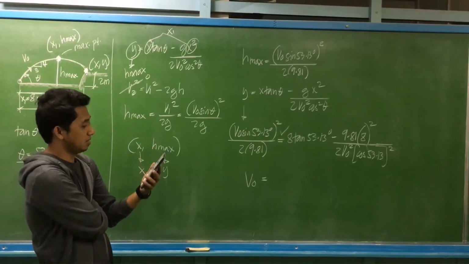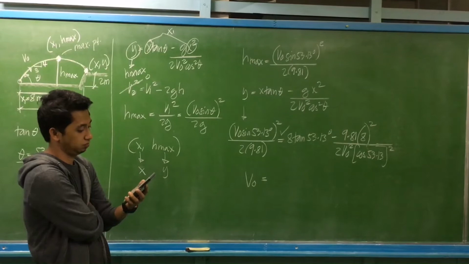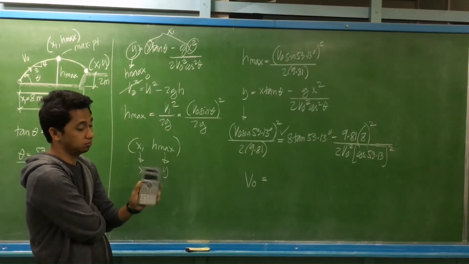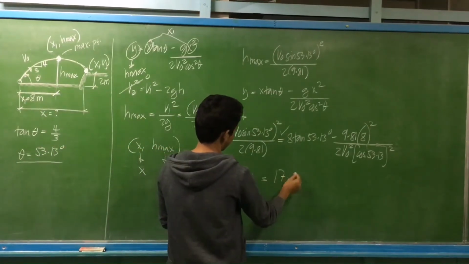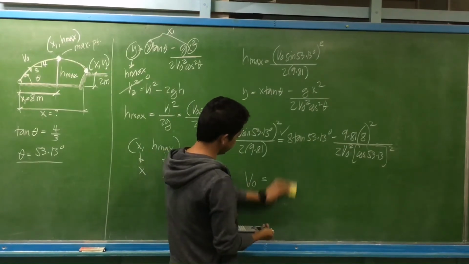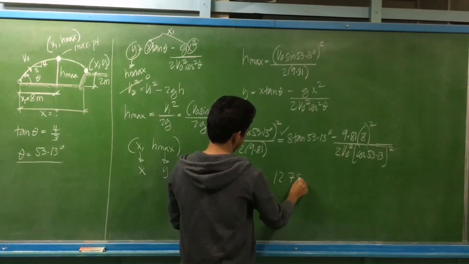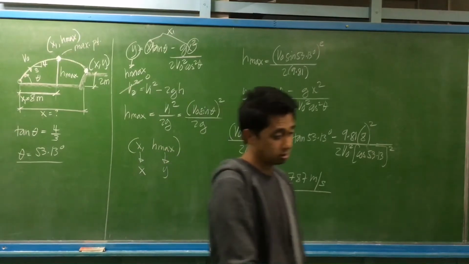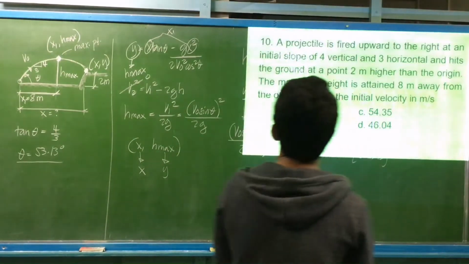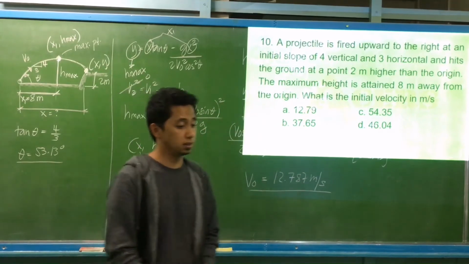Or you can simplify, but it will be a 4th degree equation. Alright, that is equal to 12.787 meters per second. Let's check on our choices. 12.787, we have letter A, that is 12.79.